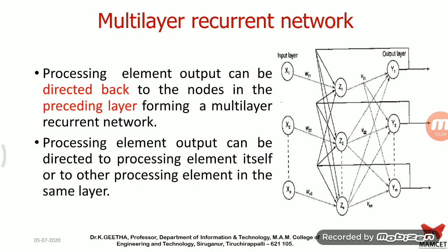Next one is the multi-layer recurrent network. Here in multi-layer we will have intermediate layers, and similar to the single layer recurrent network, here the output of the output layer will be given as input to the hidden layer, and again it will be processed. Here the processing element output can be directed back to the nodes in the preceding layer, forming a multi-layer recurrent network.